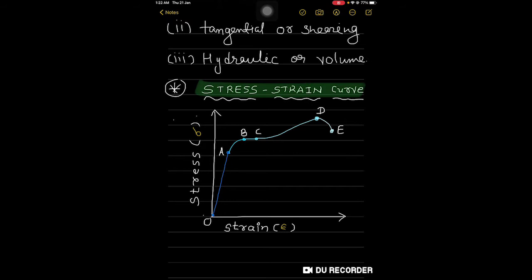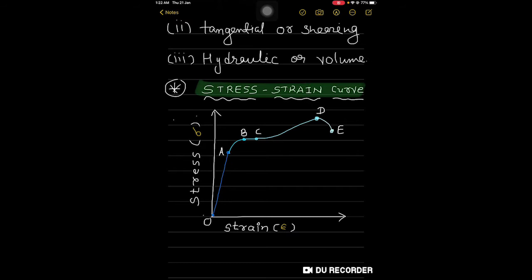From the graph, we can see that in the region between O to A, the curve is linear. So from the origin to point A, the curve is linear, and in this region Hooke's law is obeyed. The body regains its original dimensions when the applied force is removed. In this region the solid behaves as an elastic body.